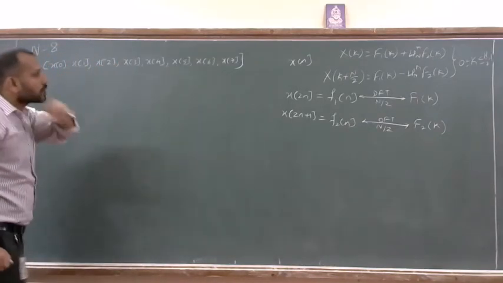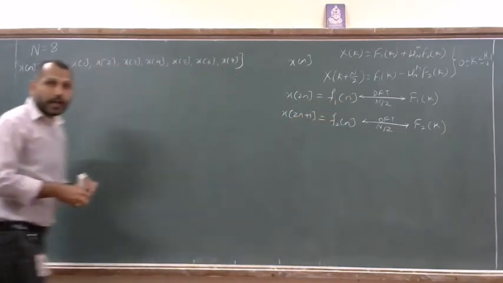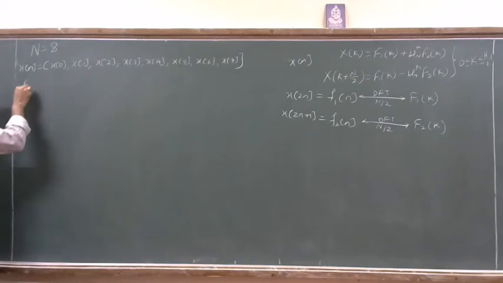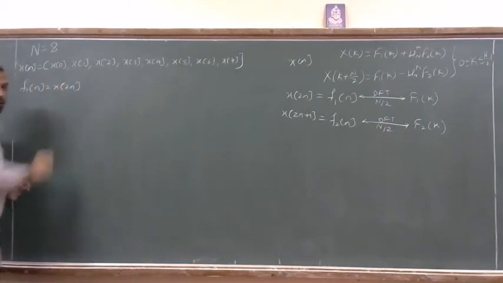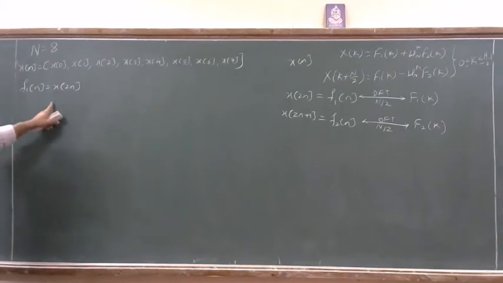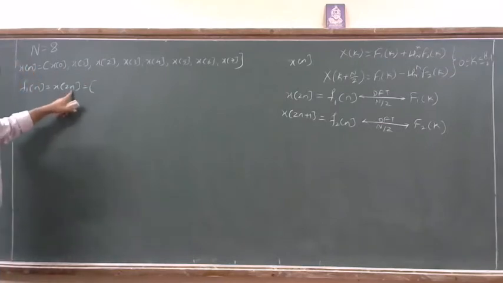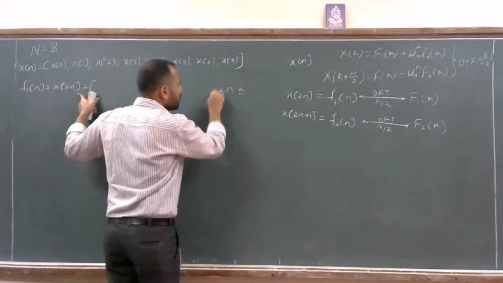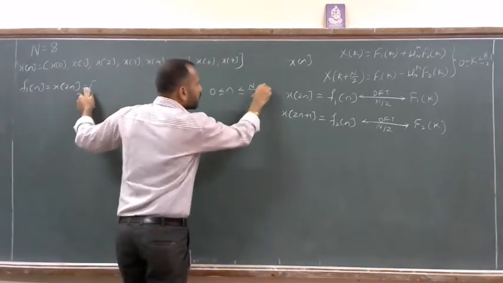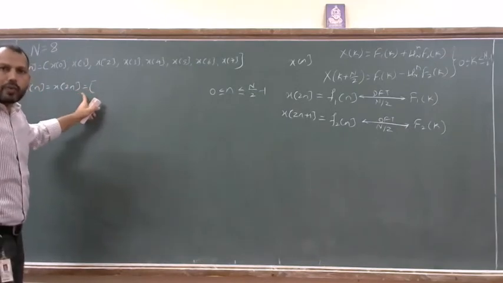Now from this, how do we obtain two N by 2 point sequences, F1 of n and F2 of n? F1 of n will take only even numbered samples represented by x of 2n. Now for x of 2n, the range of small n will be between 0 to N by 2 minus 1.